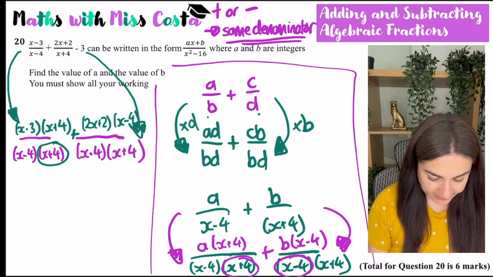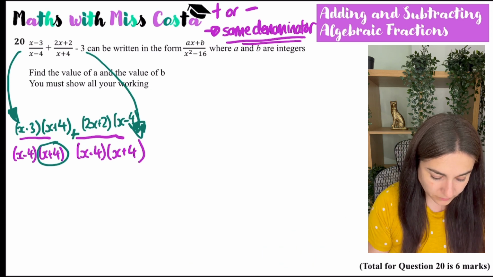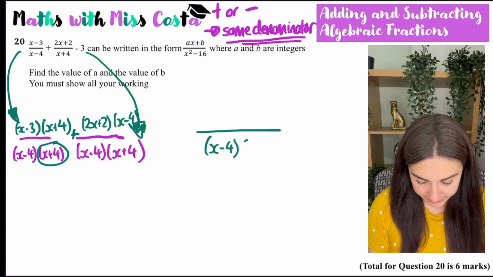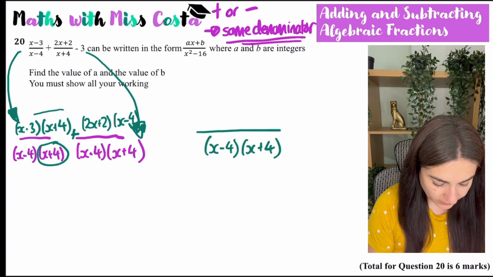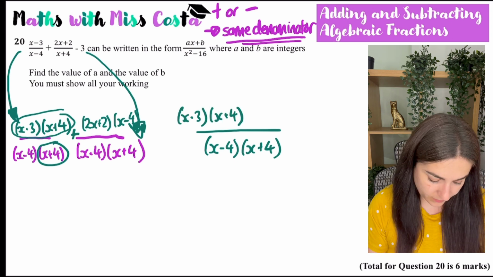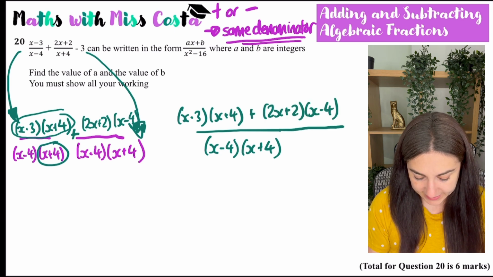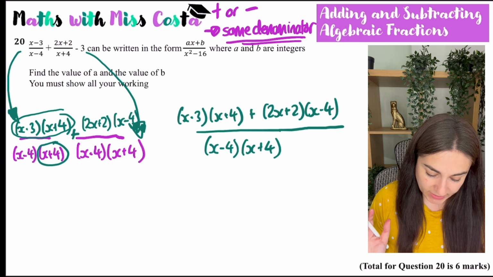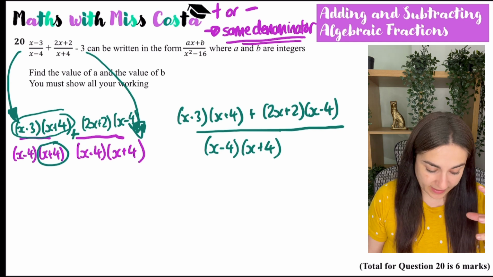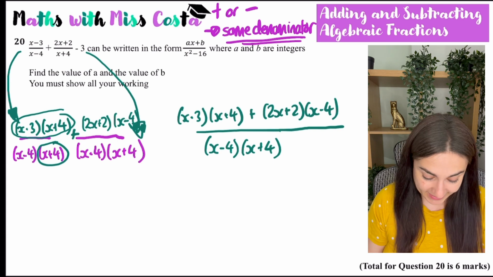Now, let's just clear this up and make it a little bit neater. So I write all of this under one fraction, x minus 4, x plus 4, and then this, x minus 3, x plus 4, plus 2x plus 2, x minus 4 is the next part of simplifying that. So generally with algebraic fractions, you're going to have to do some manipulation. You're generally going to have to expand the brackets, factorize them, just keep expanding and factorizing until something clicks.